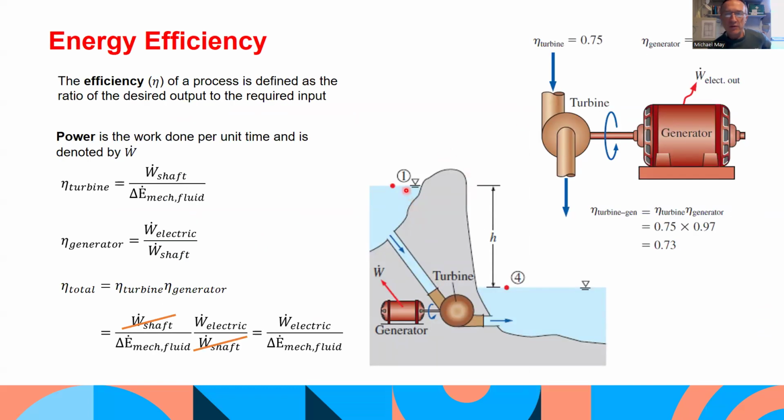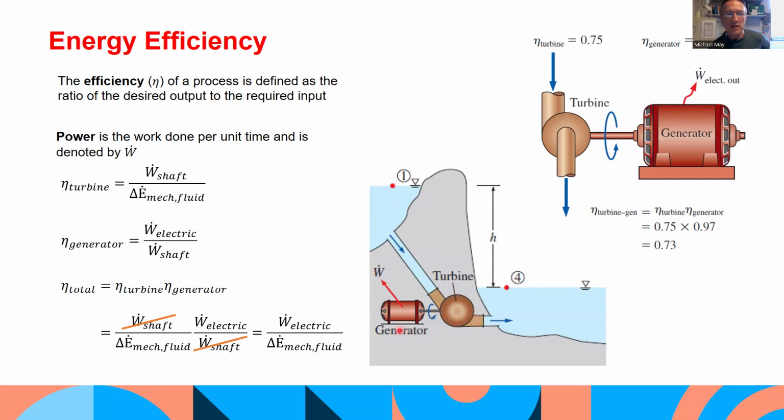So let's say we have the upper and lower lake situation again. The efficiency of a process is defined as the ratio of the desired output to the required input. Power is the work done per unit time, and it's denoted by W dot. So we want to get the efficiency of the turbine down here. We calculate the mechanical energy in the fluid, and we get the mechanical energy in the shaft of the turbine, divide one by the other, and we get the efficiency of the turbine.